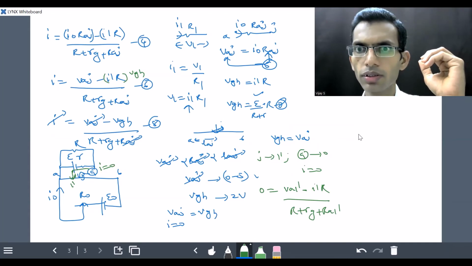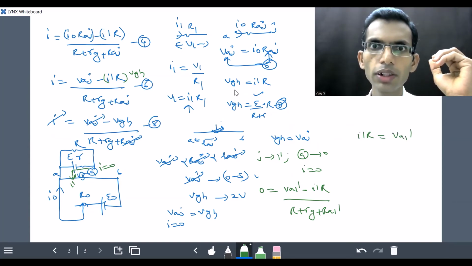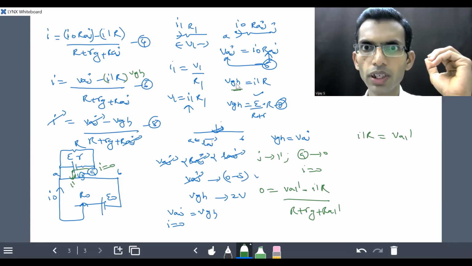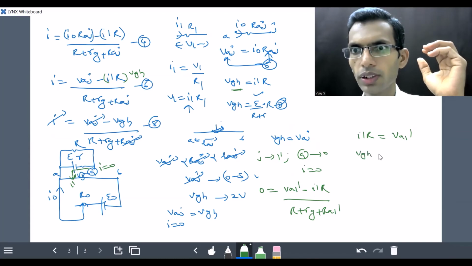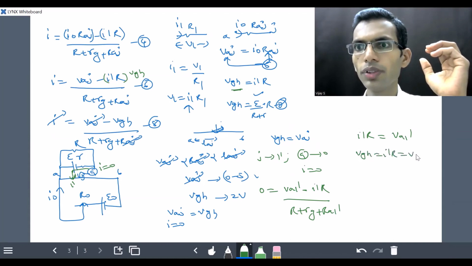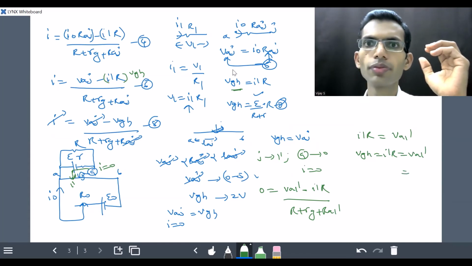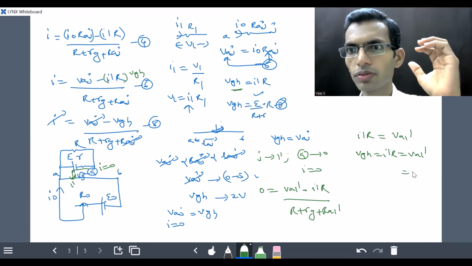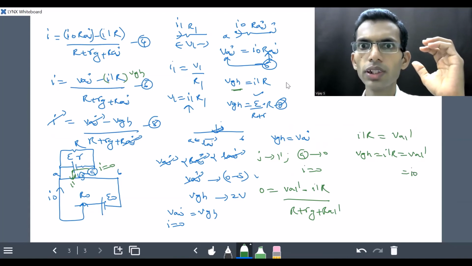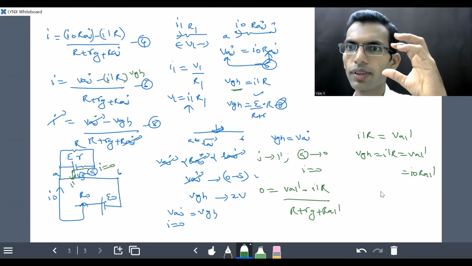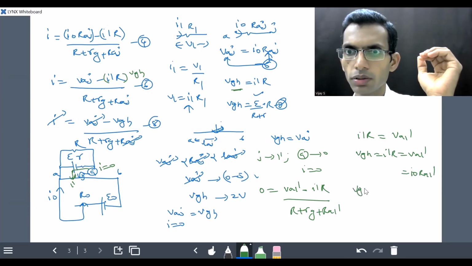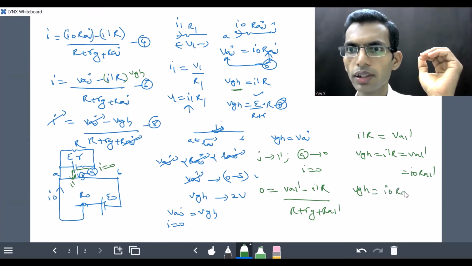So VA1', so here I'R is equal to VA1'. So this is our objective. I'R is nothing but VGH. So this is from Ohm's law. So VGH becomes equal to I'R, which becomes equal to VA1'. That is nothing but I0 into, from this equation 5, J is 1', RA1'. So that is the thing. Clear? So that means VGH is equal to I0 into RA1'.